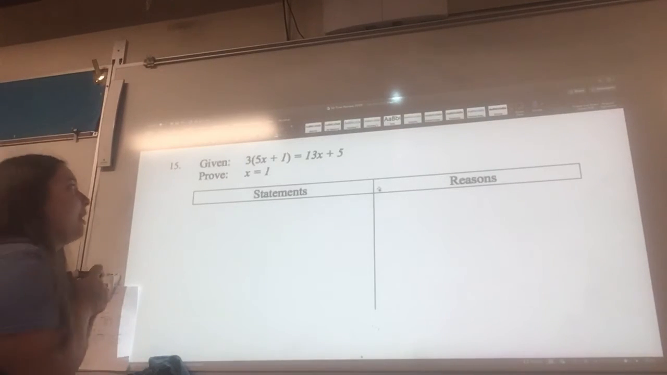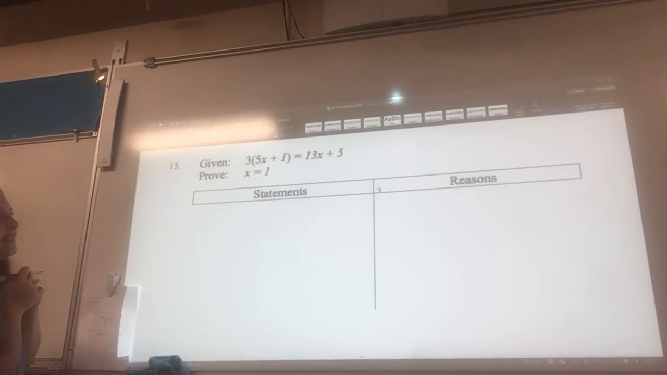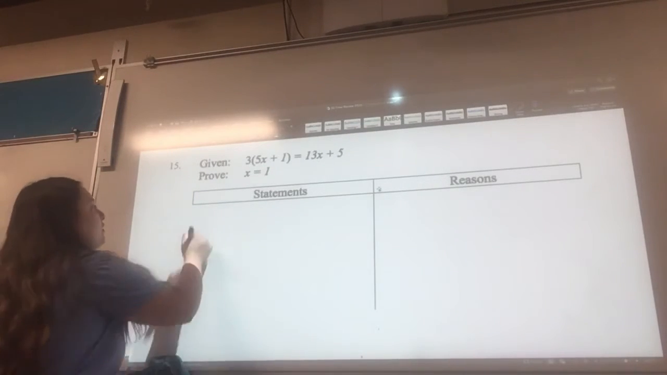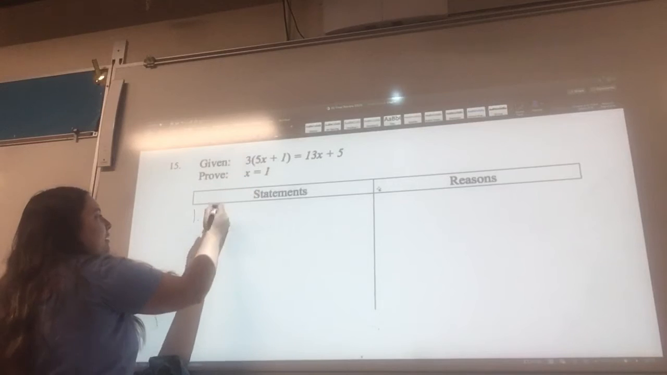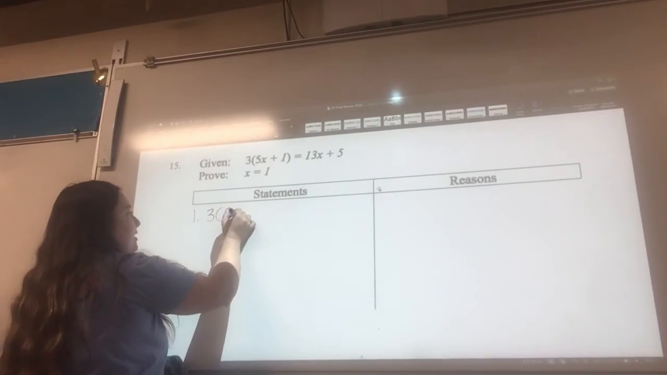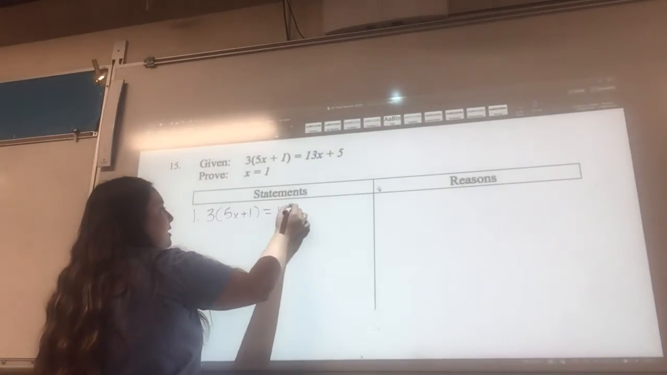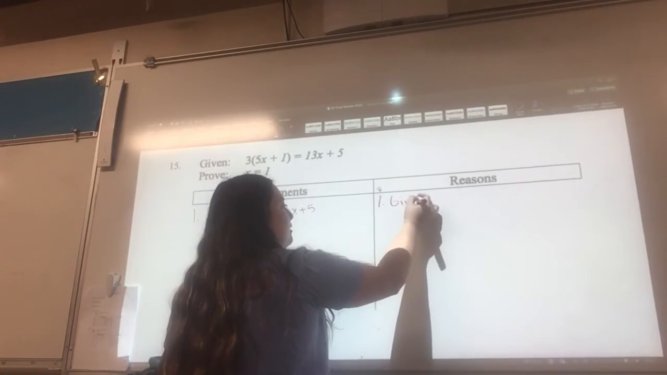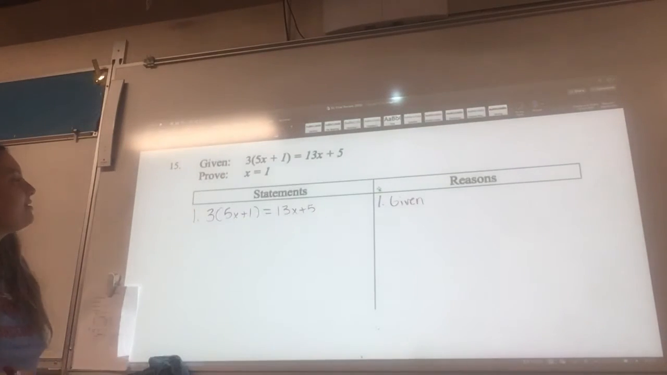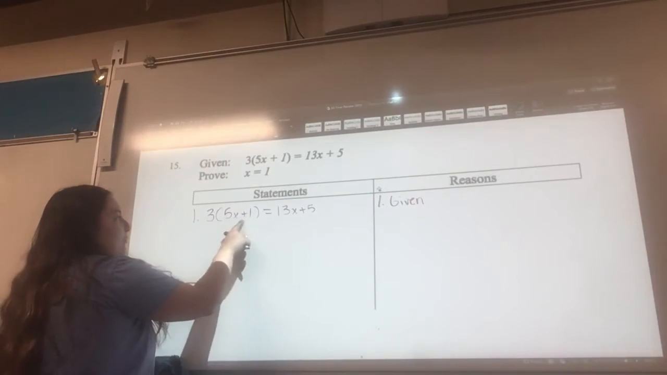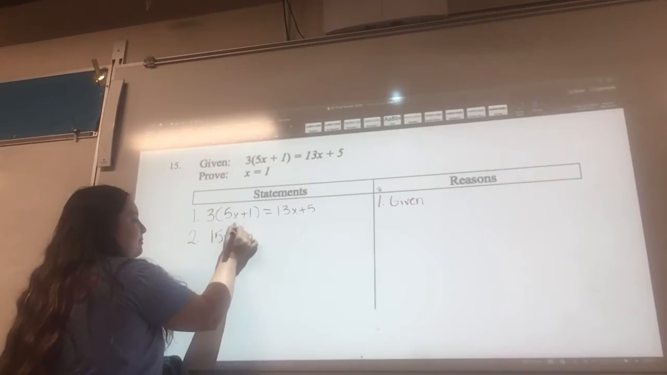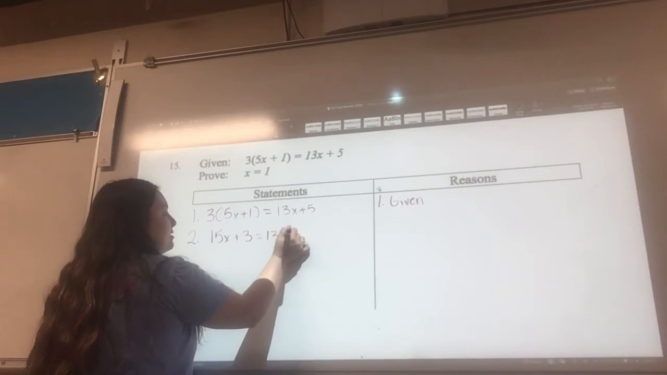So we are given that 3 times (5x plus 1) equals 13x plus 5, and we need to prove x equals 1. So remember, when you're doing proofs, your first statement is always what's been given to you. So you say 3(5x plus 1) equals 13x plus 5. Your reasoning, always, number 1, given. So since this is algebraic, my first step is I'm going to distribute, so 3 times 5, so 15x plus 3 equals 13x plus 5.